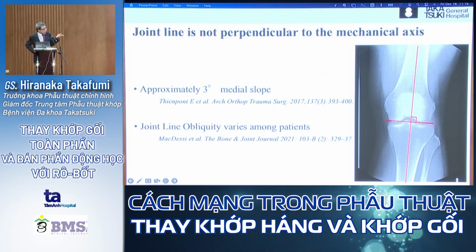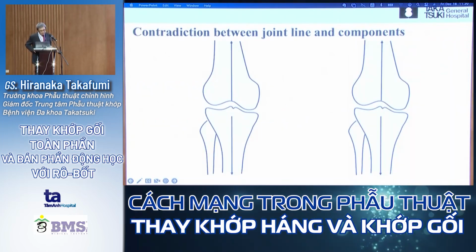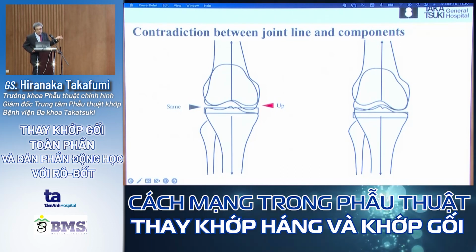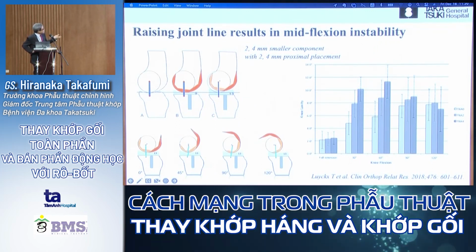In addition, the joint line is not perpendicular to the mechanical axis. On average it is approximately 3 degrees medially inclined. This is the concept of joint line obliquity, which is now being focused on. If we set the same level at the lateral joint line, the medial joint line can increase, and if we set it at the medial side, the lateral joint line can decrease. So using mechanical alignment, the joint line can be changed after the operation. That can cause some discomfort or conflict in terms of kinematics. If the joint line increases, that can cause mid-flexion instability.